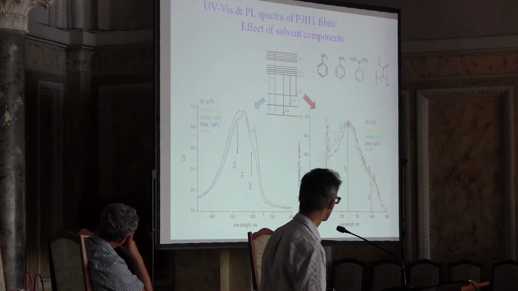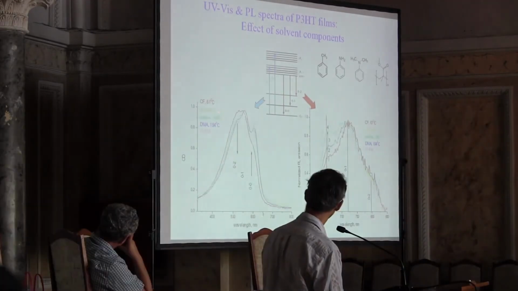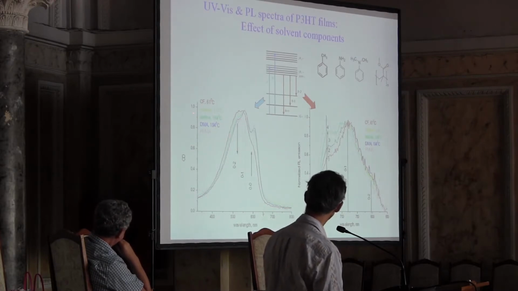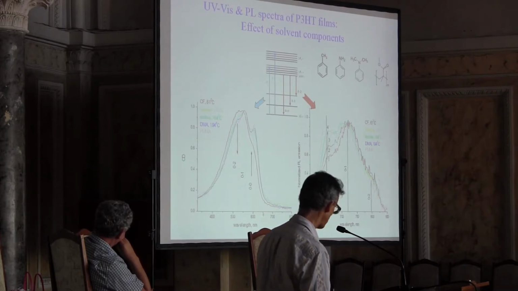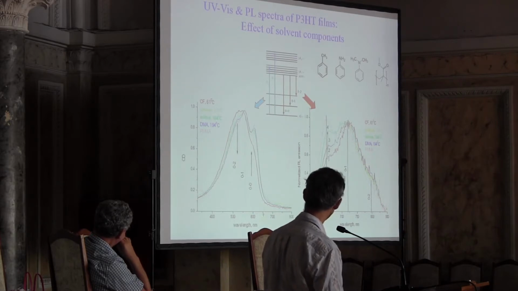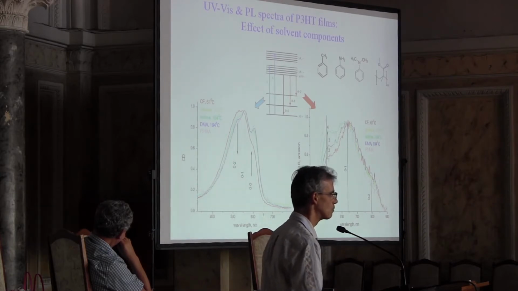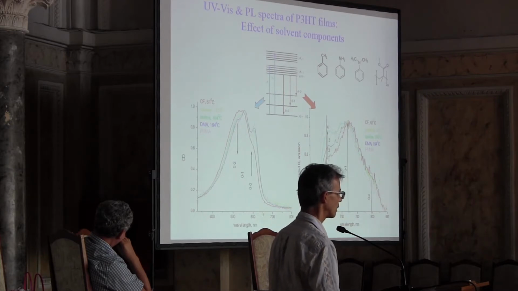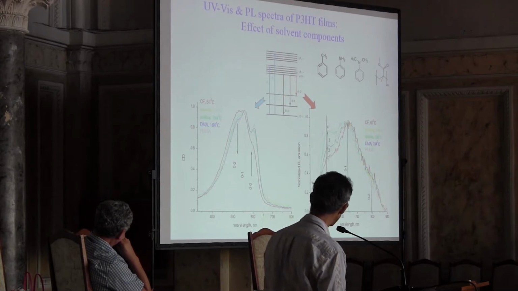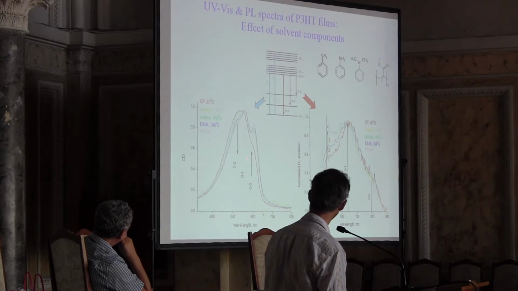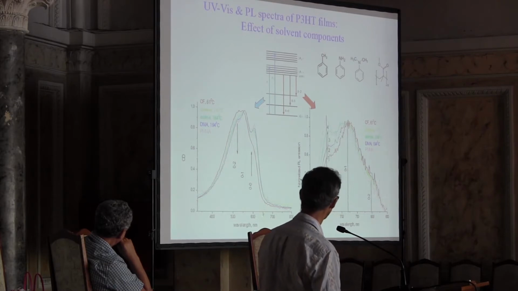boiling temperature from 71 degrees for chloroform to 184 for dimethylaniline co-solvent, and we even used PMMA matrix, which has even higher boiling temperature, well above 200 degrees. And what we can see is that the higher the boiling temperature of the solvent used, the higher the absorption of the 0-0 transition, and the higher contribution of the emission of 0-0 transition compared to the vibronic side bands.